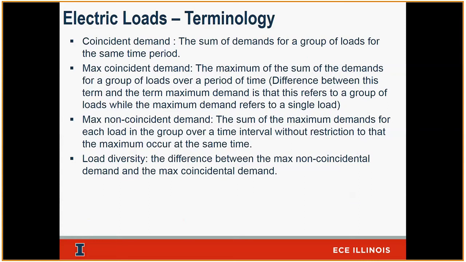The max coincident demand is the maximum of the sums here. All that is different is it's about a group of loads versus one particular load. The non-coincident demand does not care about the time interval. I look at the maximum peak for each one of those. That will be my non-coincident demand, right? The only difference between it and coincident is that coincident looks at a specific time. So I look at 5 o'clock and ask, what are my peaks at 5 o'clock? The non-coincident doesn't care about time.